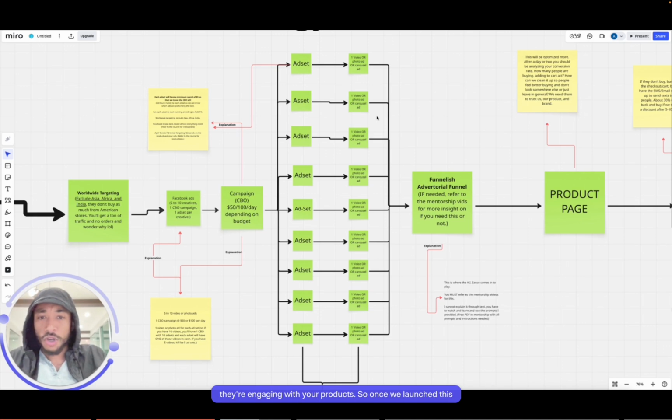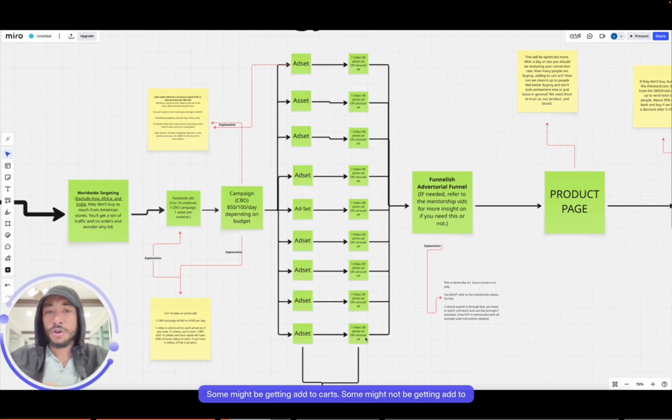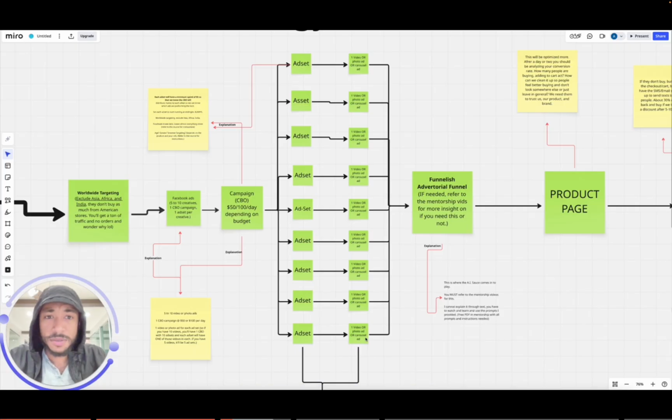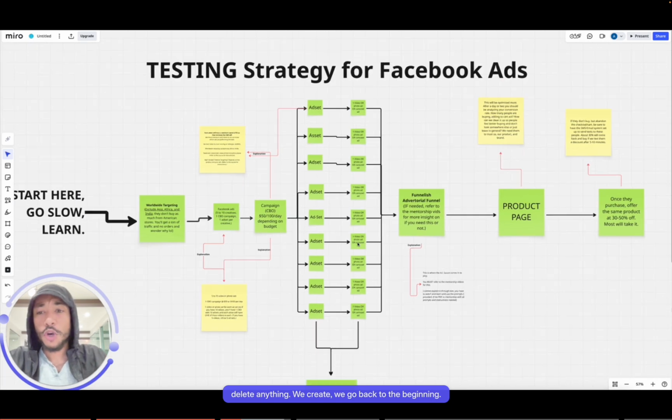So once we launch this initial test, we're going to let them run for about 2 days, maybe 3 days maximum, right? At the end of that third day, we're going to be seeing by that time, some of these videos are going to be getting better clicks, better purchases. Some might be getting add to carts. Some might not be getting add to carts, right? So we're looking at all of those KPIs, all of those key performance indicators. And if any one of these videos are indicating that they're performing really well and the other ones are not performing well, what we do is we don't delete anything. We go back to the beginning.